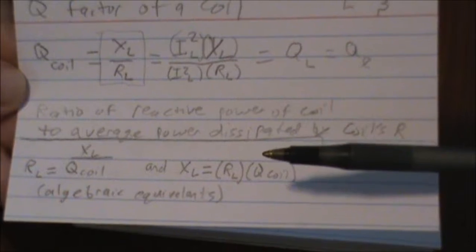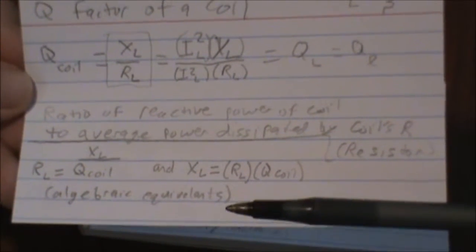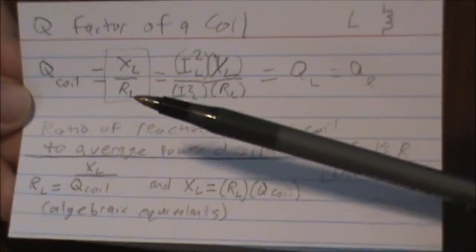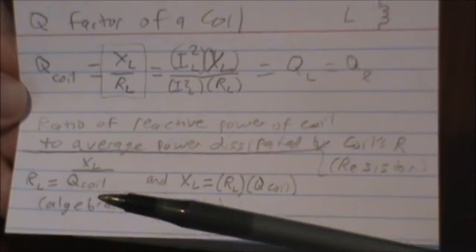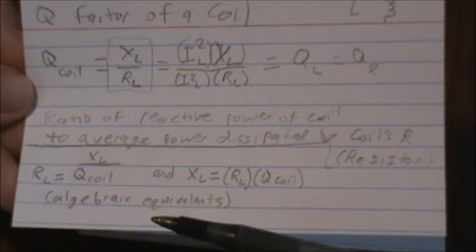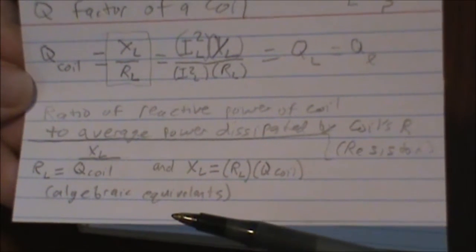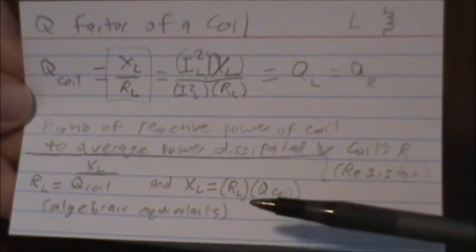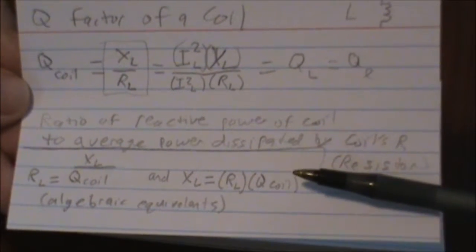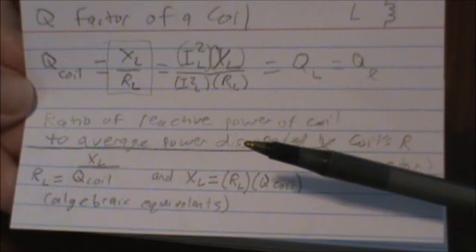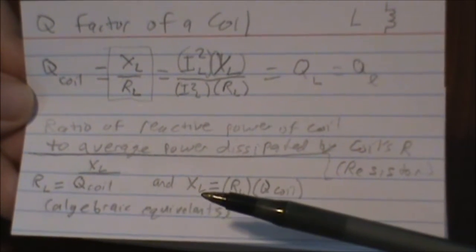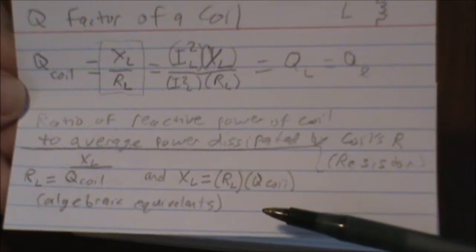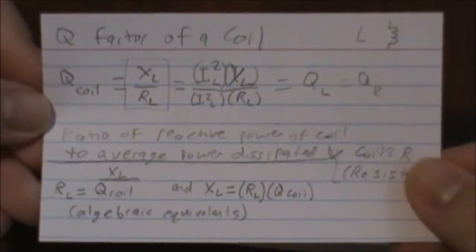So here we have R sub L. Because of the algebraic property, if we want to solve for R sub L, then that is just XL over the Q sub coil. And if we know the R sub L, and we know the Q factor of the coil, then we can find the reactance of the coil, X sub L, by multiplying R L and Q L, because math.